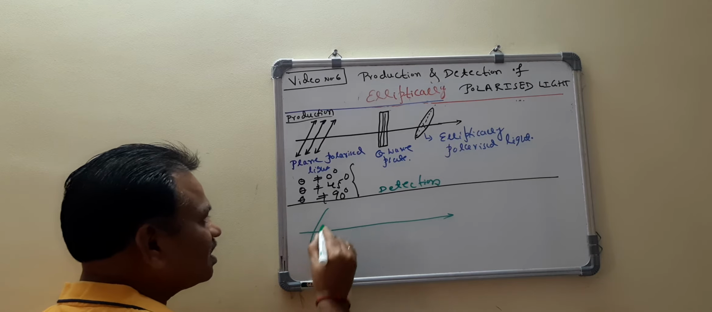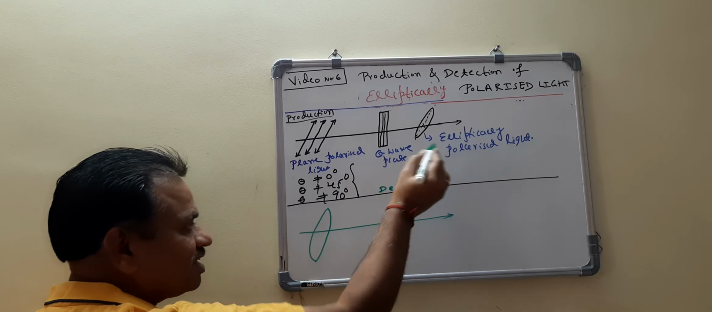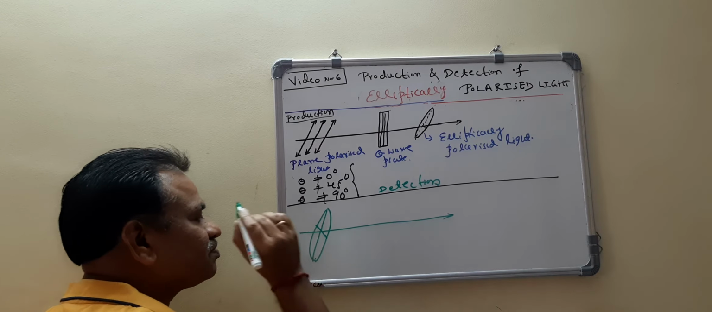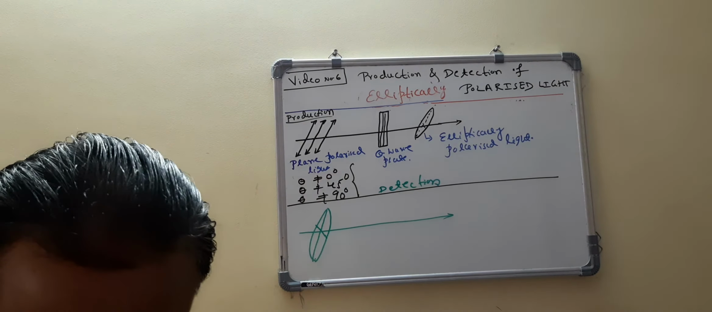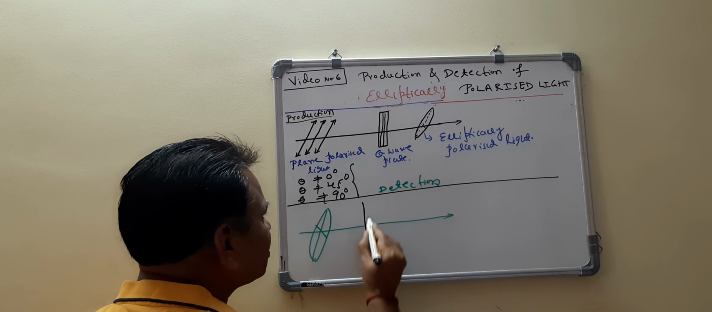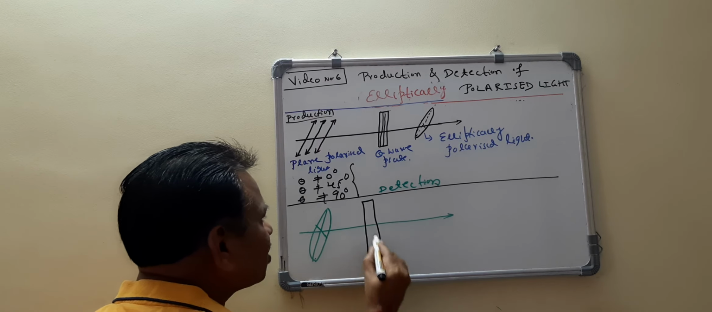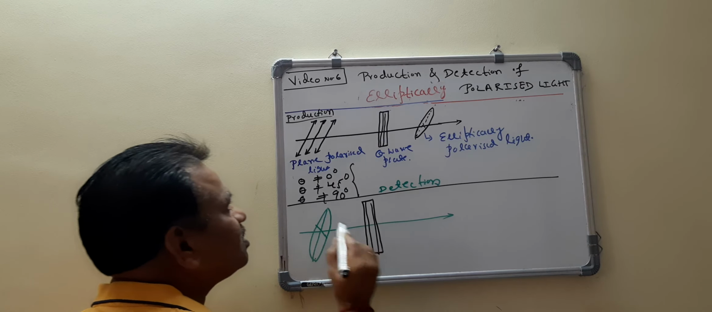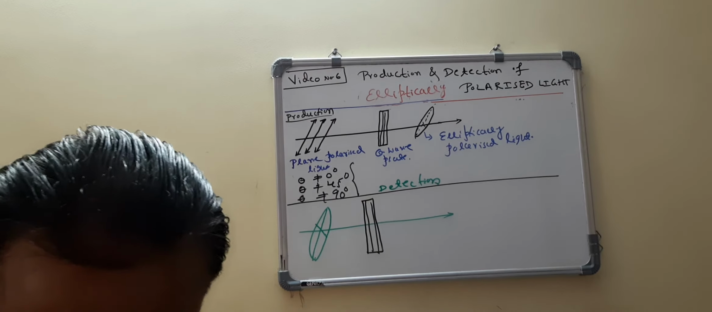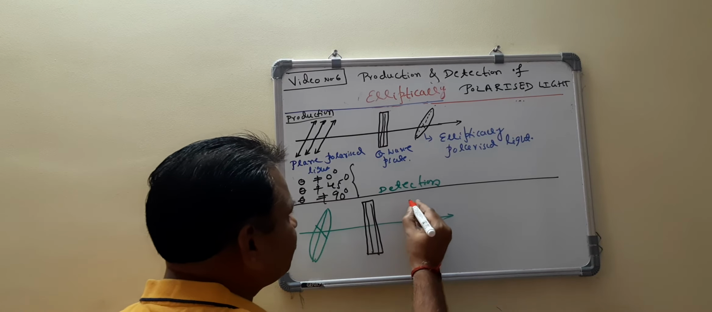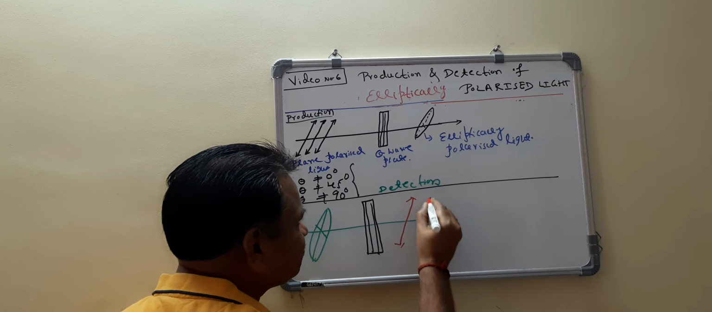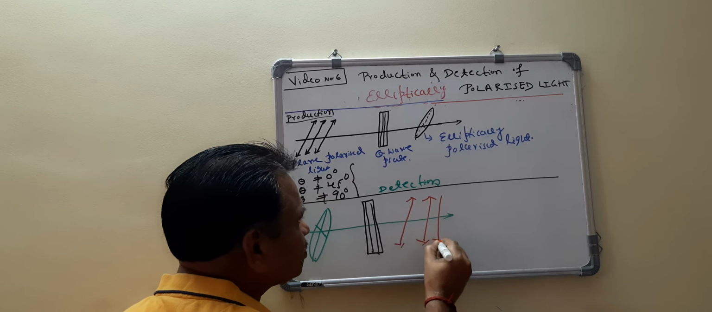This is the elliptically polarized light. This light I will pass through the quarter wave plate, like this. Then you are supposed to get plane polarized light. This is the reverse mechanism.